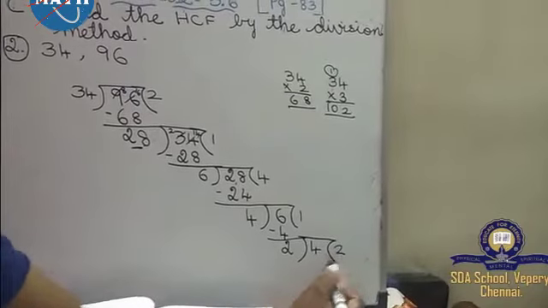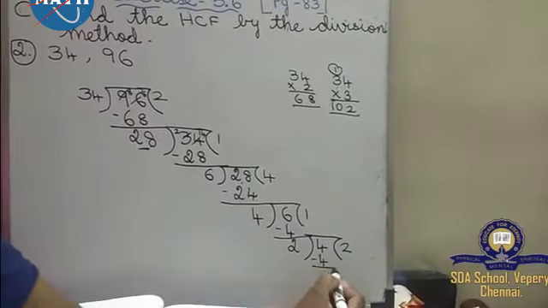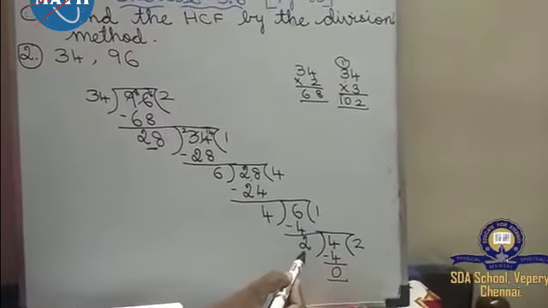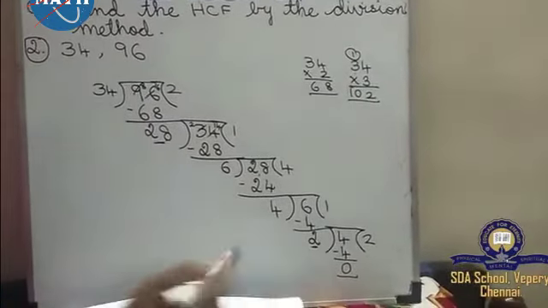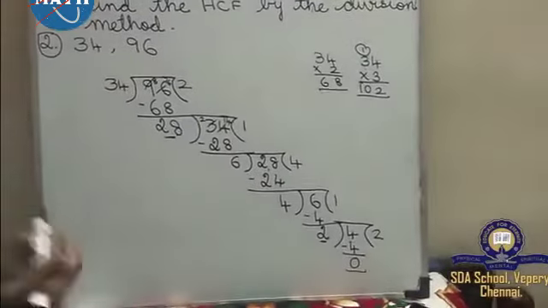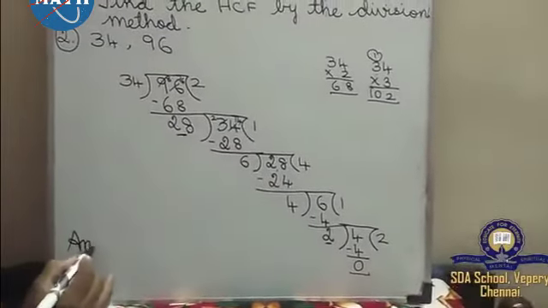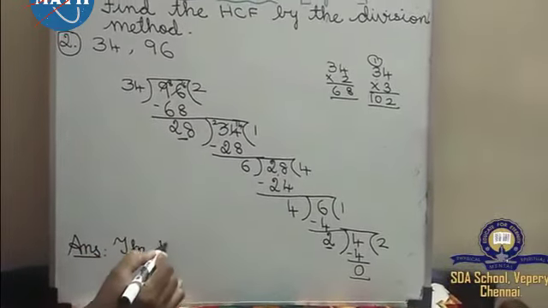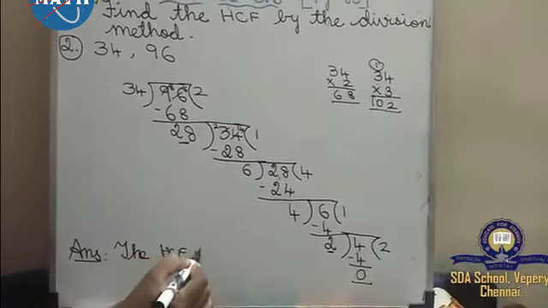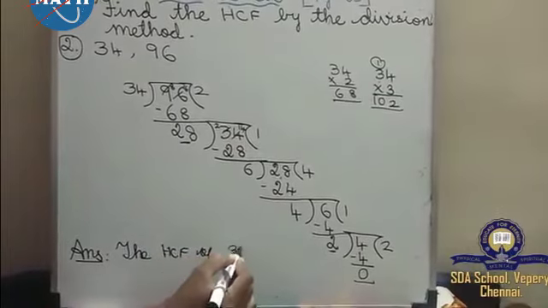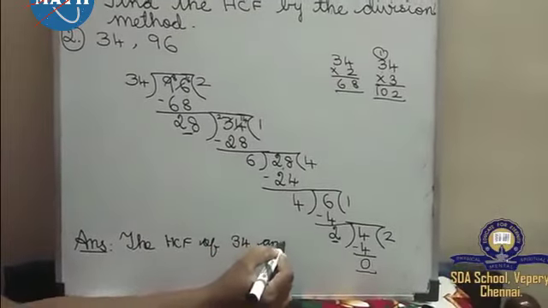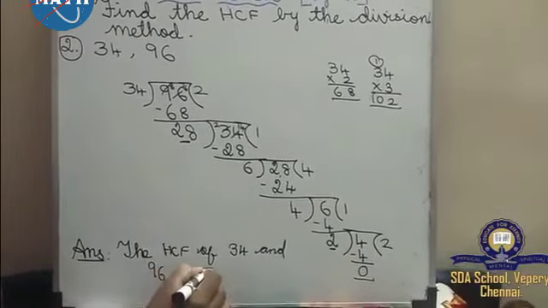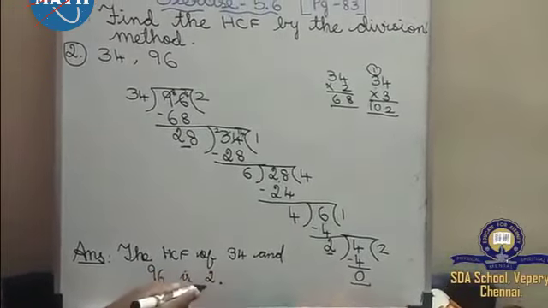Now, this 2 becomes the divisor and then this 4 will become dividend. So, 2 2s are 4. So, children, can you know what is the answer, children? The last divisor is 2. So, what's the answer, children? The HCF of 34 and 96 is what, children? 2. This is the answer.